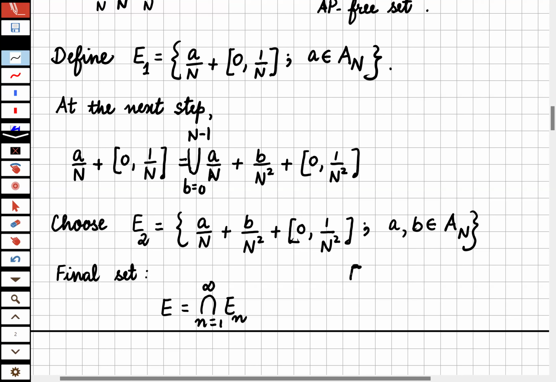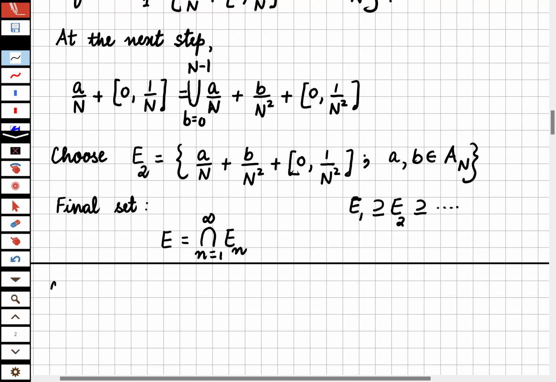Notice that E1 contains E2, contains E3, and so on. And the claim is, of course, E is AP free and has Minkowski dimension 1. Okay.